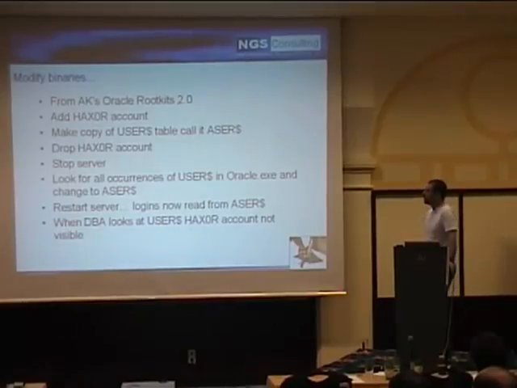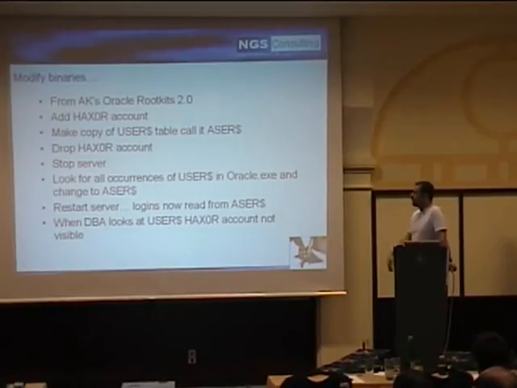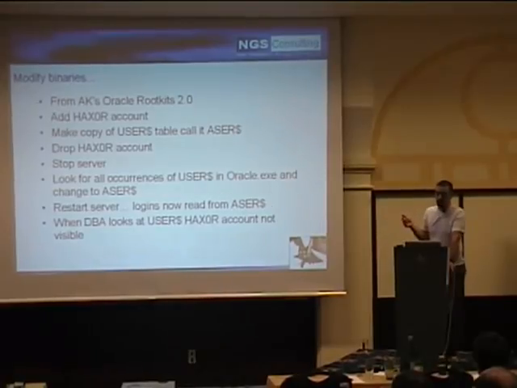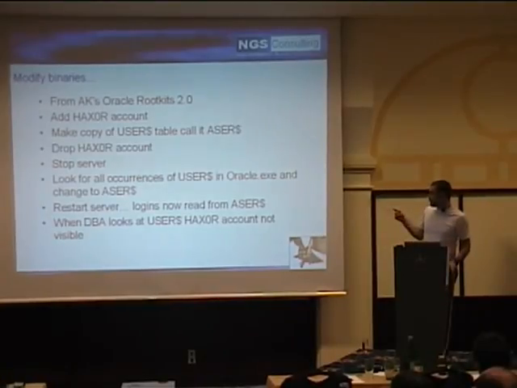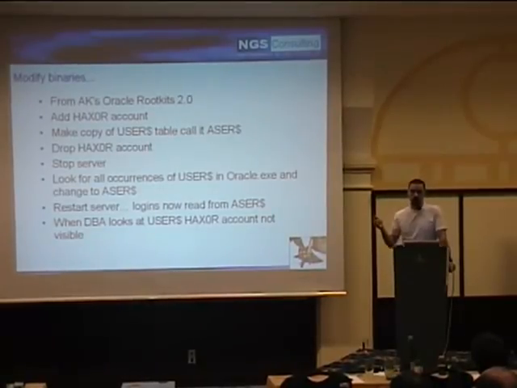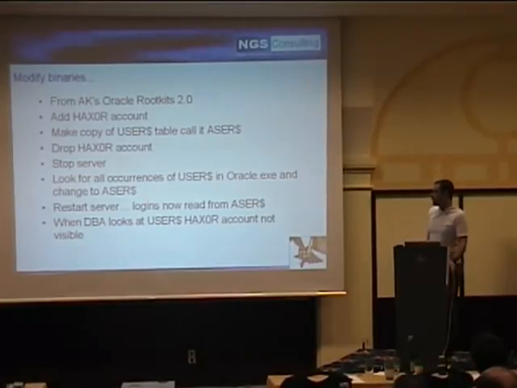Okay, modifying the binaries. From Alex's Oracle Rootkits 2.0: add the account, make a copy of the user table and call it ASER$, drop the account, stop the server, look for all occurrences of user$ and change it to A0$, restart the server. Now all logins are read from this table. So when the DBA looks at user$, thinking I can't trust the view so I'll look at user$ instead, the account is not visible.